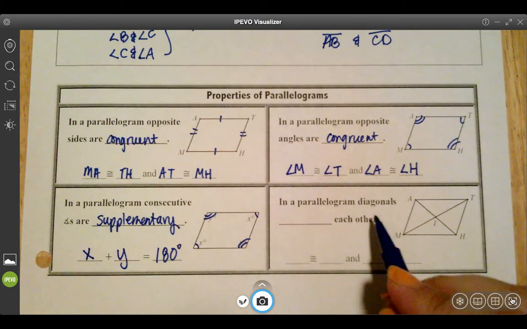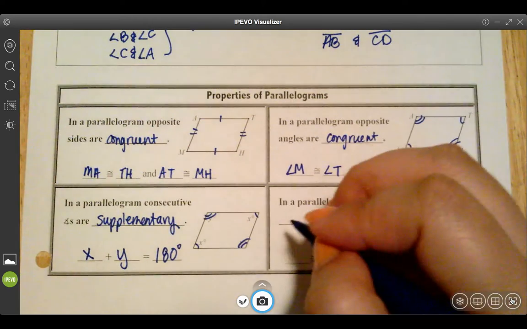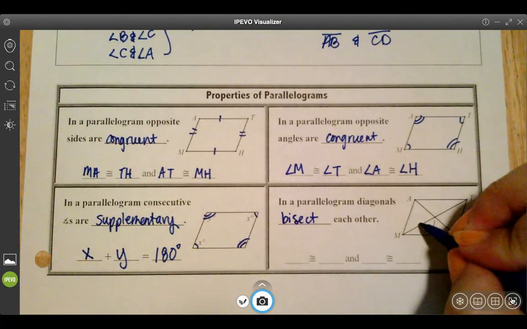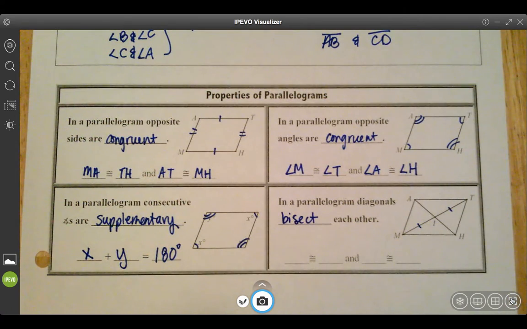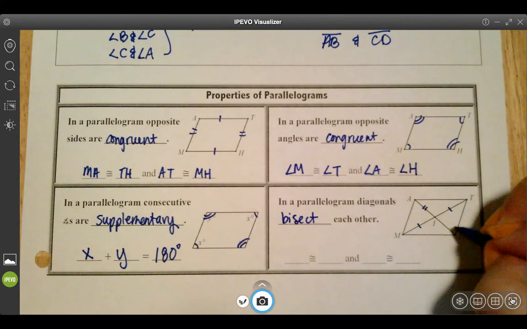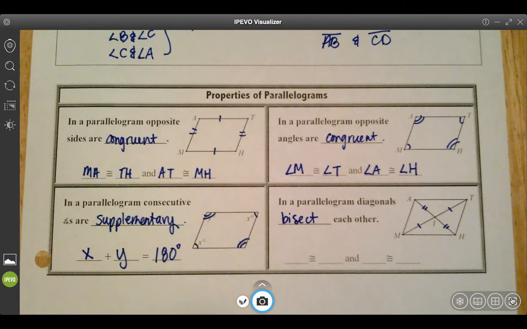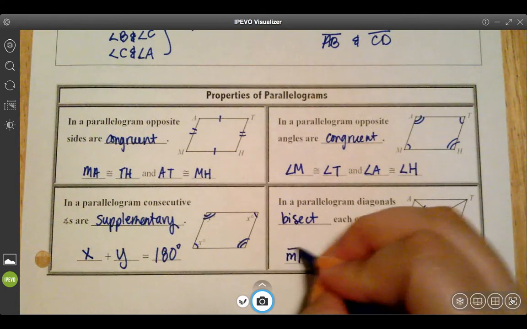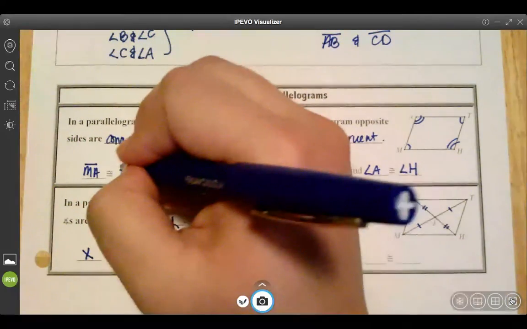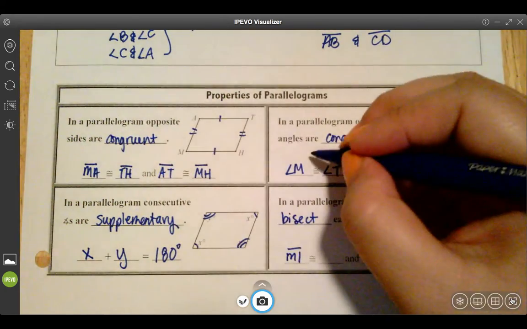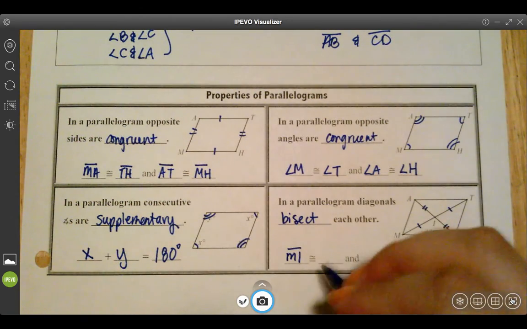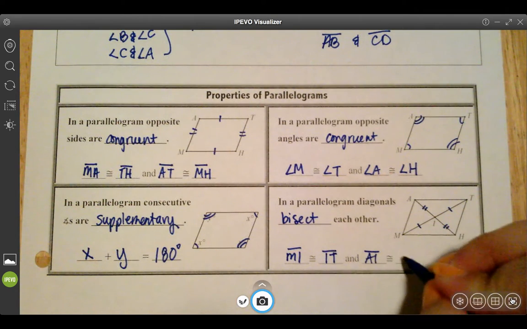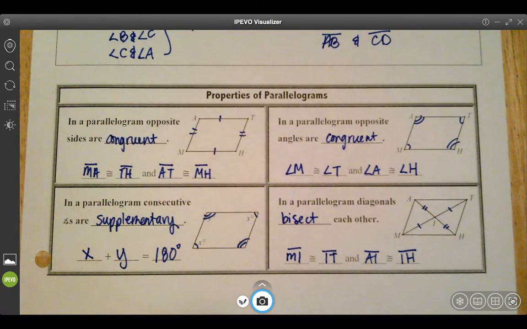And in a parallelogram, diagonals bisect each other. So that means that we have two congruent segments, and on another diagonal, we have two congruent segments. So we can say MI is congruent to IT, and AI is congruent to IH.